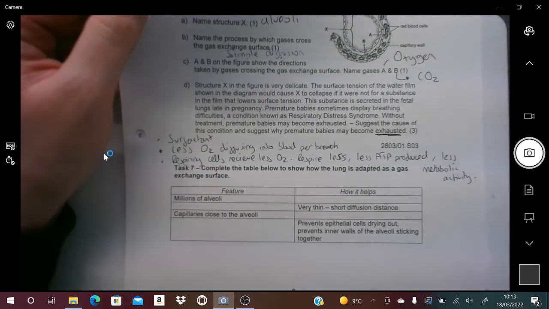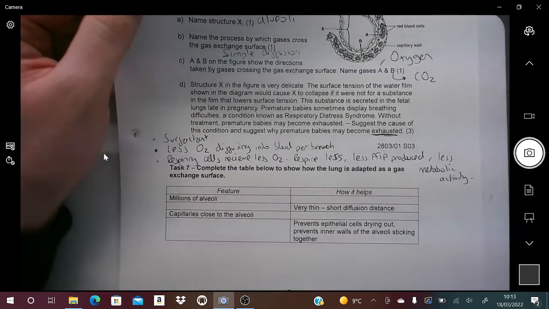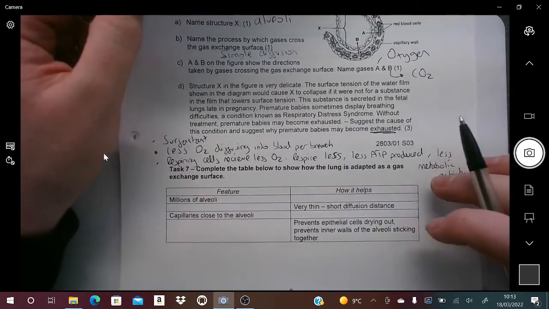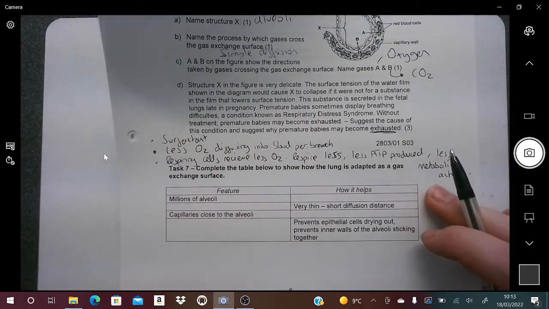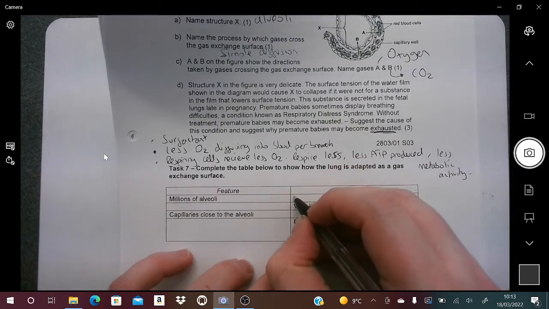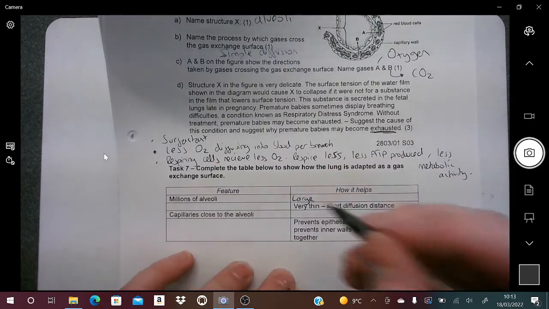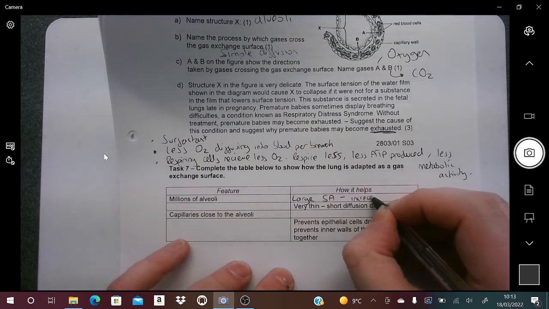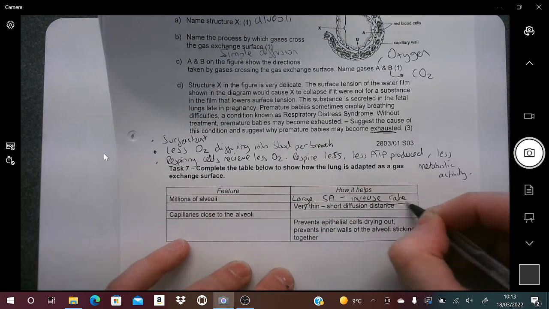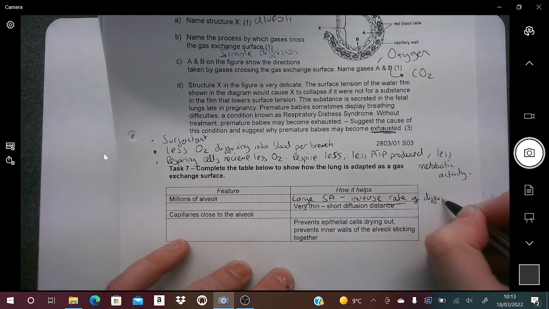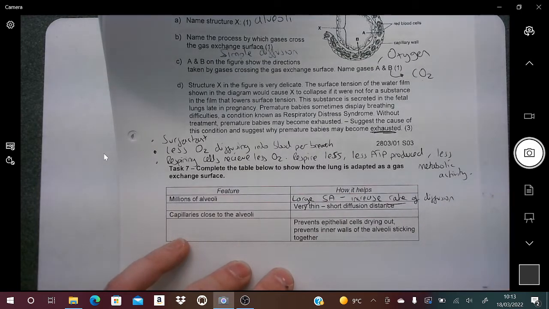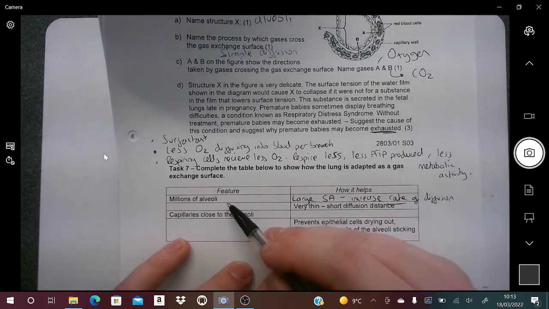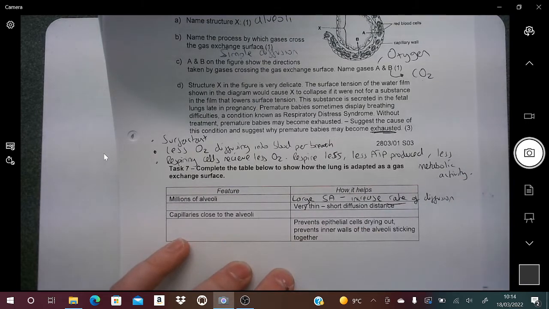Task 7. So task 7, we are just looking at the features and how the lung is adapted to the gas exchange surface. Large surface area, how it helps. So millions of alveoli, how it helps is a large surface area, and that's to increase the rate of diffusion. What you're doing is providing more membrane for gases to diffuse across. So per second, with more membrane, more alveoli, there's more gases that can diffuse. There's more space for it.